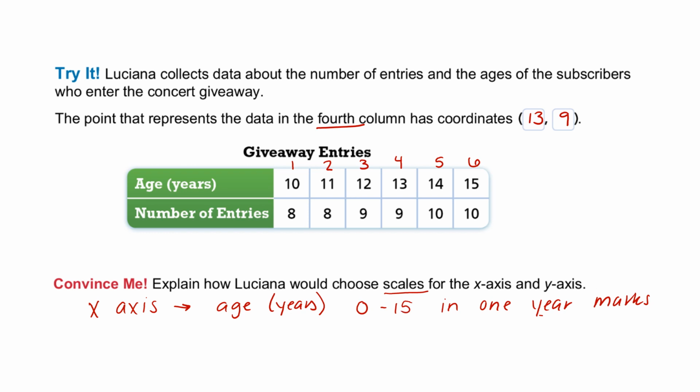year marks. You could also choose 2 year marks and count 0 to 16 and counting 0, 2, 4, 6, 8, 10, 12, 14, 16. For our y-axis, it would be the number of entries. Our smallest value is 8 and our largest value is 10. So again, we would choose a scale of 0 to 10 in 1 unit marks. So again, counting 0, 1, 2, 3, 4, 5, 6, 7, 8, 9, 10 across the y-axis.